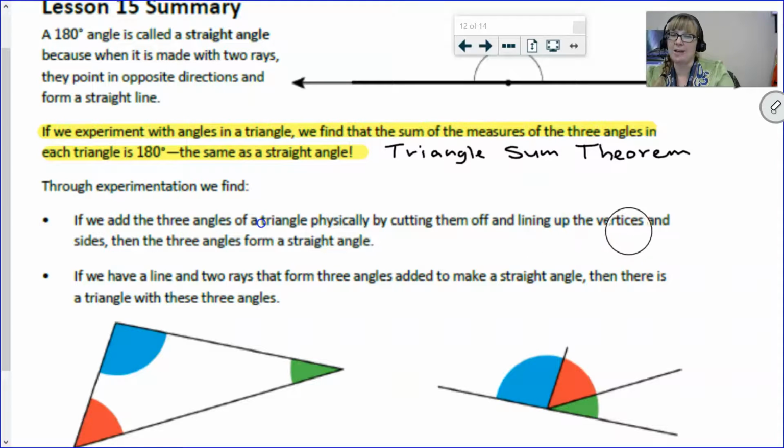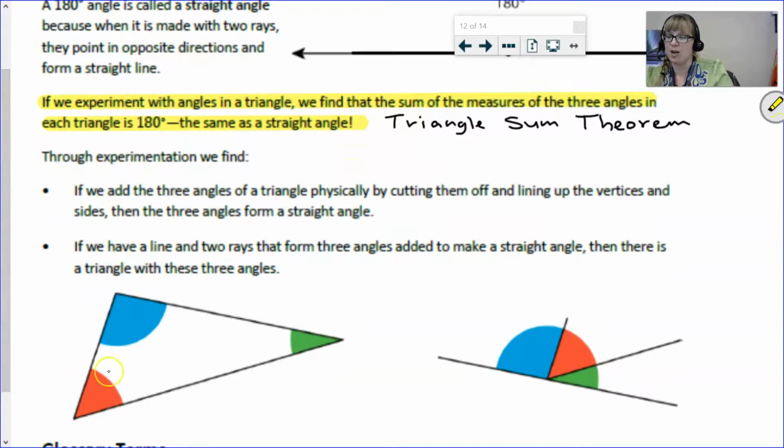Through experimentation, we find if we add the three angles of a triangle physically by cutting them off and lining them up, just like we did in our exercise yesterday, we can see that those three angles form a straight angle. We can see it color-coded down below. We have this triangle with a red, a blue, and a green angle. We can cut off those and you can see here's the blue, here's the red, here's the green, and all together they do form a straight angle of 180 degrees.